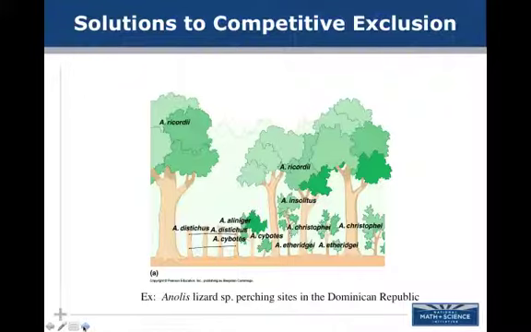So we have a couple of solutions to competitive exclusion, and this is an example of one. Can anyone look at this picture and tell me what this might be, why this might be a solution to competitive exclusion?